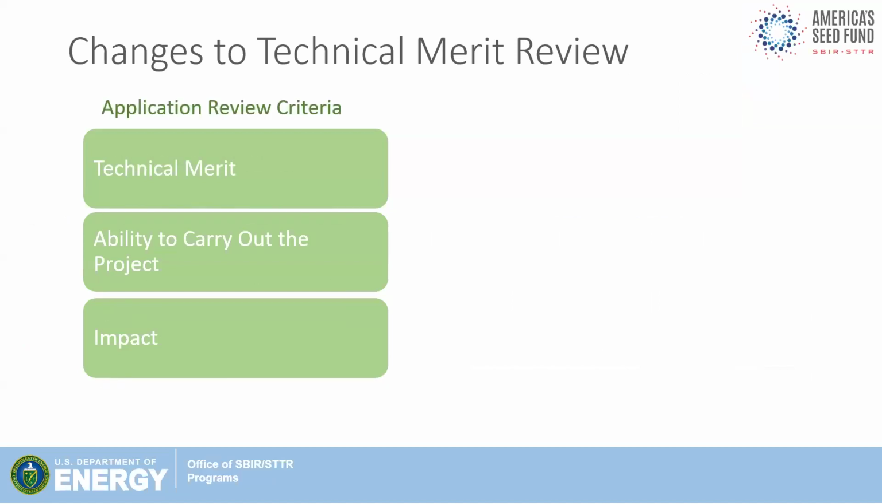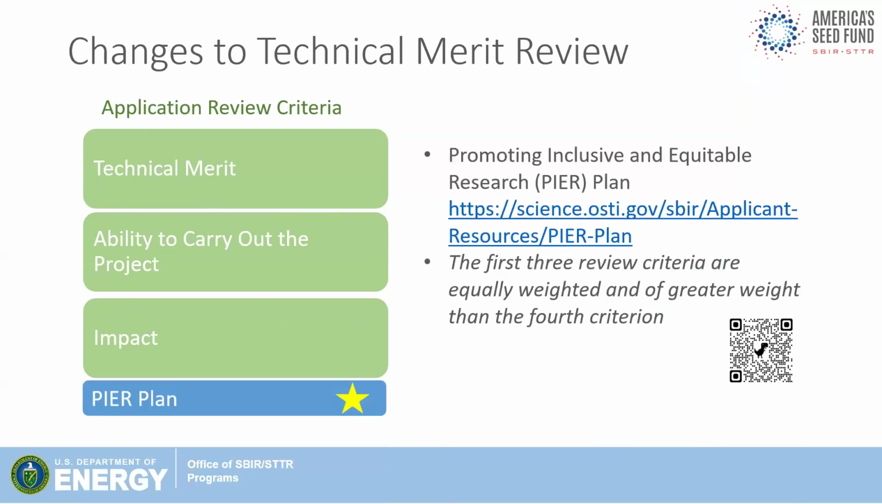In terms of the review process in the past, these were our 3 major review criteria. With the inclusion of the peer plan, it will now be added to that. It will not count as much as the 3 primary review criteria. It'll be lesser weight, but it is still part of the review. So the reviewers will be looking not only at the technical information, but also your peer plans.